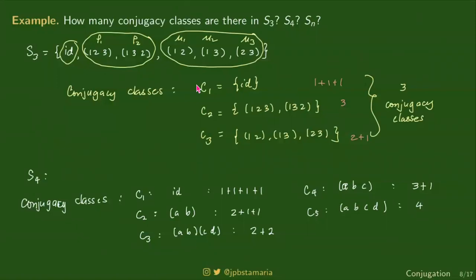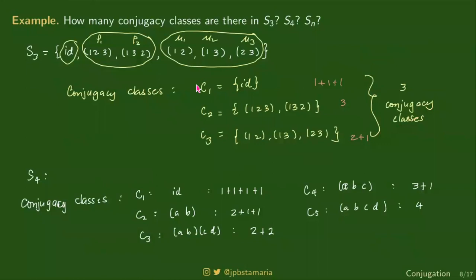So the question is, how many conjugacy classes are there in S sub n? Kung titignan ninyo, it's like counting the number of ways we can partition n as a sum of positive integers. Halimbawa kasi yung 3 kanina, there are 3 different ways to partition 3 as a sum of positive integers. Una, yung 3 mismo itself, 3. Pwede ring 2 plus 1 or pwedeng 1 plus 1 plus 1.